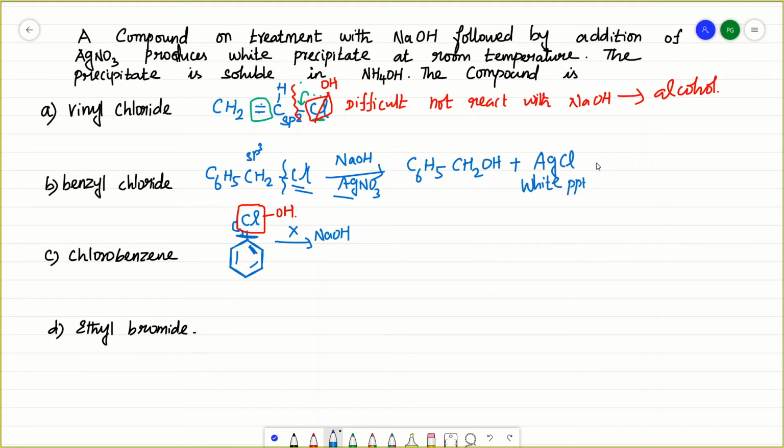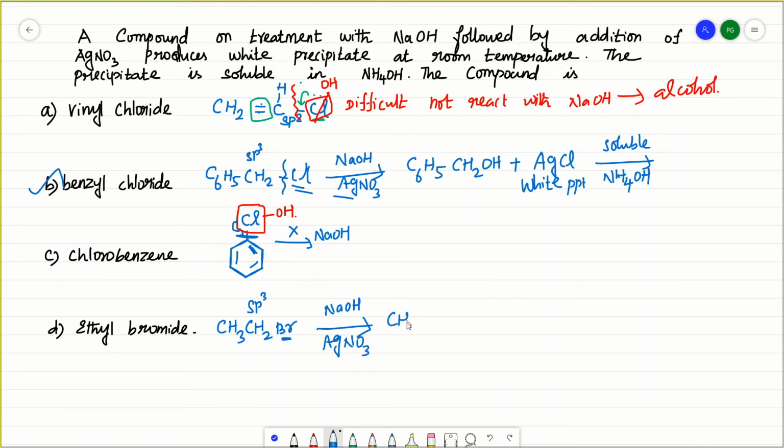This white precipitate will be soluble in NH4OH. So it is benzyl chloride. Take the case of ethyl bromide, CH3CH2Br. This Br is also attached to an sp3 hybridized carbon. It will also react with NaOH followed by AgNO3.